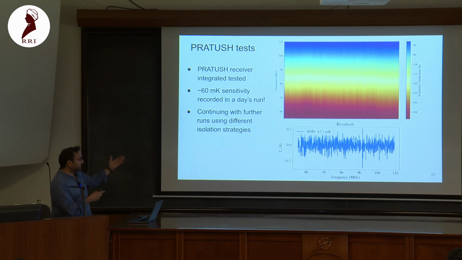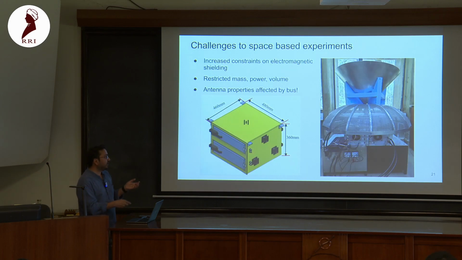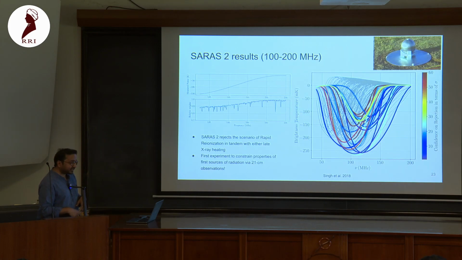And using this lab model we have already tested, we have done a lot of tests to assess the sensitivity of Pratush itself, and it really gives us residuals of some 60 millikelvin in a single day's run, which is very promising because that's the kind of sensitivity required for 20 centimeter detection. And we are still working on different isolation strategies that we can incorporate in a payload like this. So that's where Pratush stands. I'll switch gears and in the last few minutes talk about some of the results that we have got.